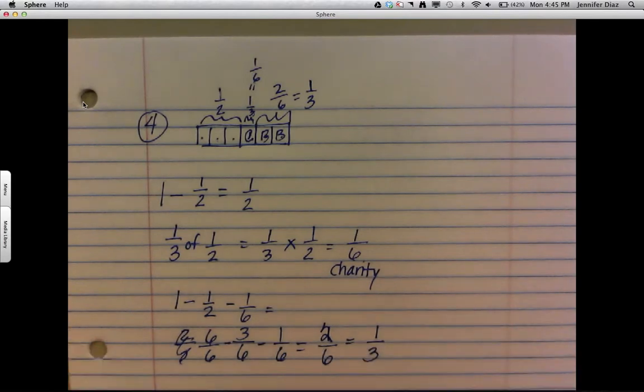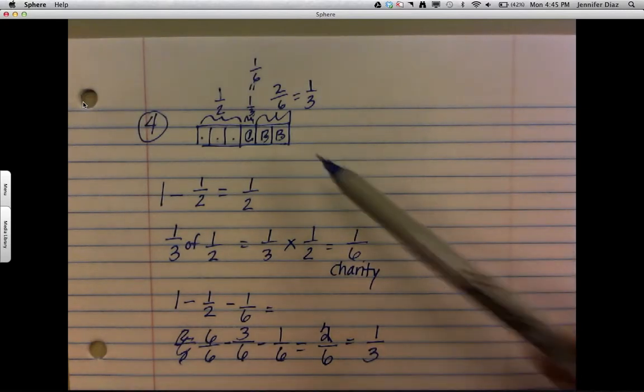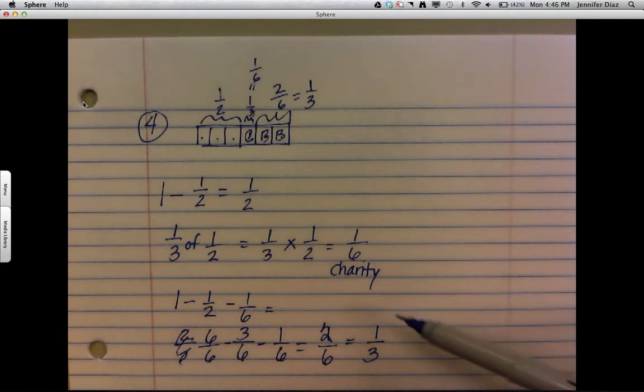I was wondering why my number didn't come out right. It's a good thing I checked my work, and you should check your work too. So that's how you solve number 4 using pictorial and using method 2. The 1/3 is the amount that he put into the bank.